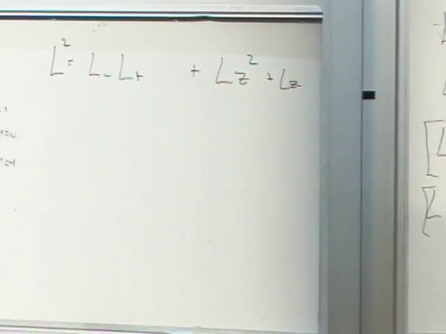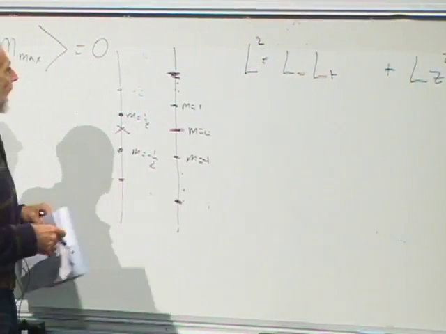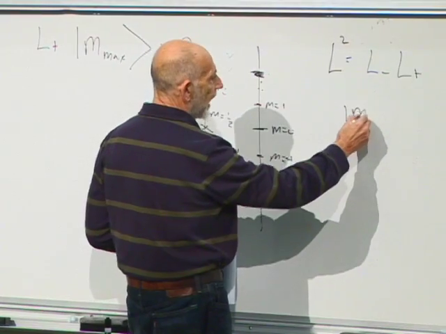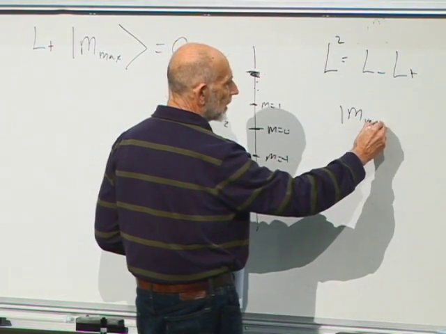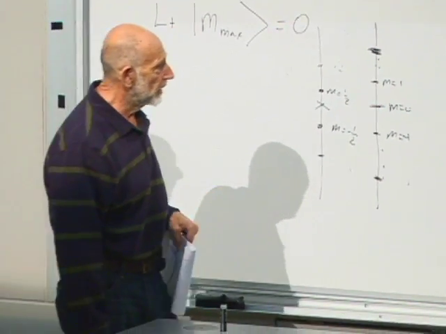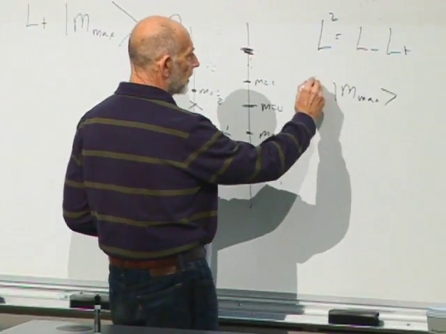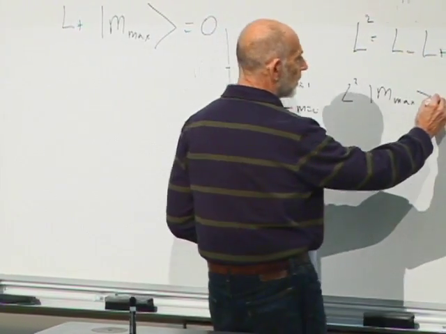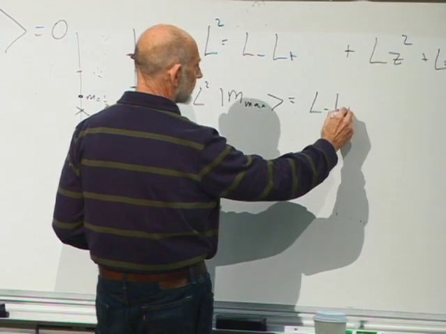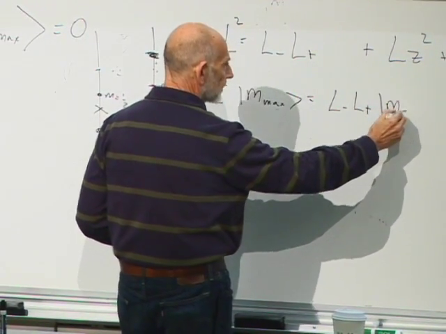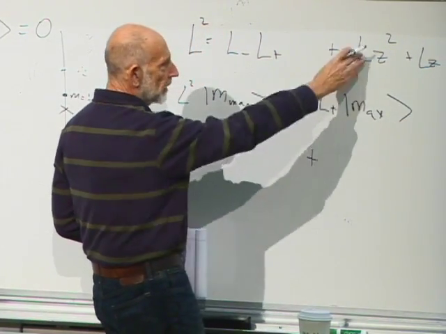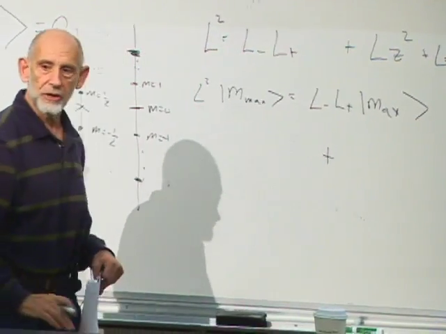Okay, now let's take L squared and operate on a state which is m max, which has the maximum eigenvalue of m. What do we get? L squared on that is equal to L minus L plus on m max plus... What do I get when Lz hits m max?